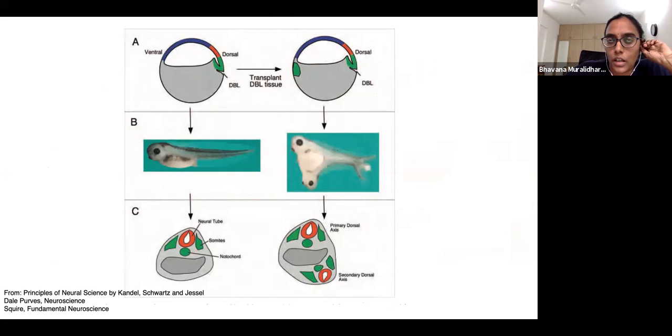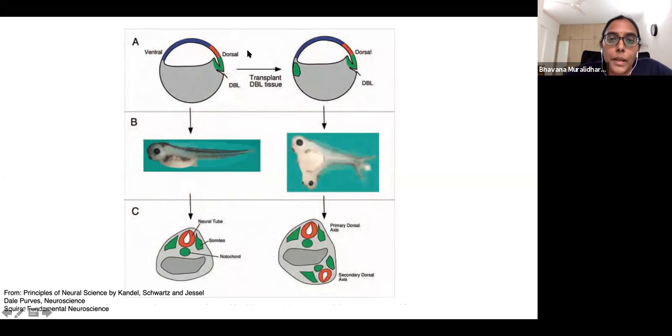Okay, now a classic experiment which went on to win the Nobel Prize is the experiment by Spemann and Mangold, where they wanted to understand, if you would like to replicate this axis, how this entire patterning happens. Is there some signaling center which, if transplanted, can make another axis or another head, so as to say?